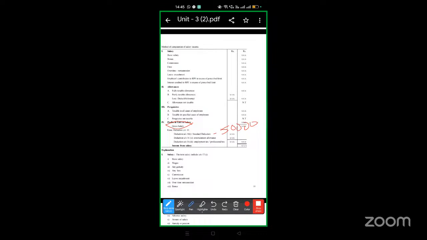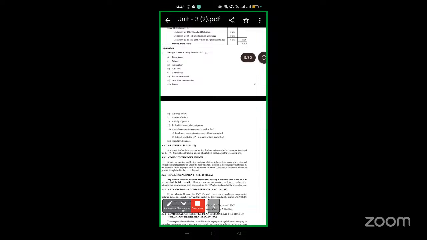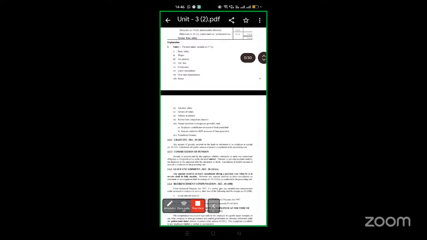If you deduct that from the gross salary, then it is called income from salary. Now let us understand. Here we have studied four headings, that is salary, allowances, perquisites, and profits in lieu of salary. Now we try to understand what all will come under salary, what all will come under allowances and perquisites. So the first one is salary.